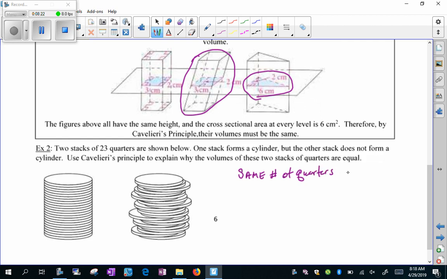So you also have equal height. It's just that one is a little messy. You have the same area for each quarter. Each quarter, regardless of how they're stacked, has the same area. Okay, so since you have the same amount of quarters, equal height, and each quarter has the same area, then you must have the same volume.